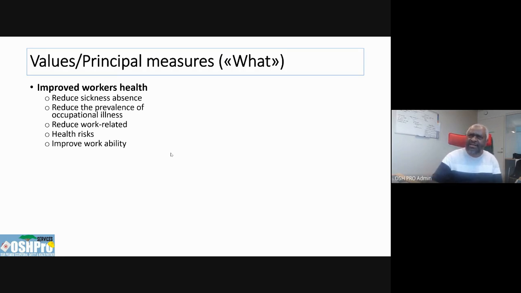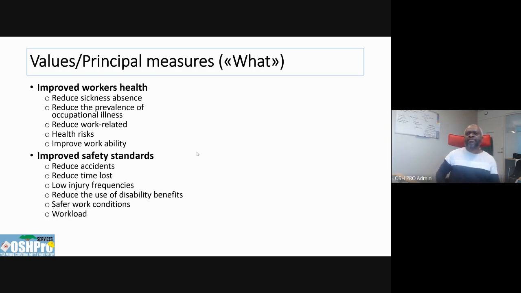So if you can see that there is improved workers' health through all this, reduced sickness and reduced work-related health risks, then you can see that you're on the right path. Improved safety standards. What do you put in improved safety standards? You want to reduce accidents. You want to reduce time lost, low injury frequencies, reduce the use of disability benefits, so that people come to work and get paid and not be sick and get paid, because then they can become a liability on the society. We want to have safer work conditions.